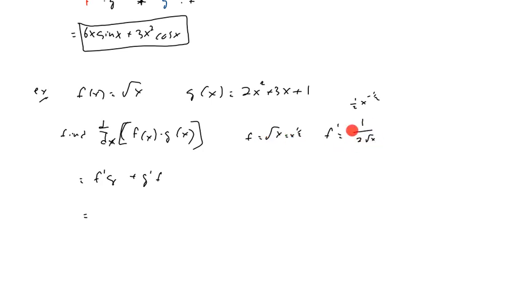I'm going to put that into my equation. 1 over 2 root x times g of x. So I'm just going to plop g of x right in here: 2x squared plus 3x plus 1. F prime times g. Plus, okay, now I need g prime times f.